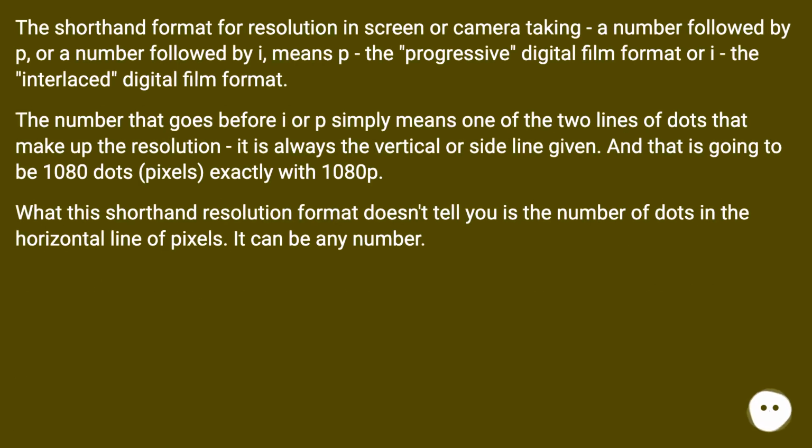The shorthand format for resolution in screens or cameras, a number followed by P or a number followed by I, means P, progressive digital film format, or I, interlaced digital film format. The number before the I or P is one of the two lines of dots that make up the resolution. It is always the vertical line given, and that is going to be exactly 1080 pixels with 1080p. What this shorthand doesn't tell you is the number of dots in the horizontal line of pixels. It can be any number.